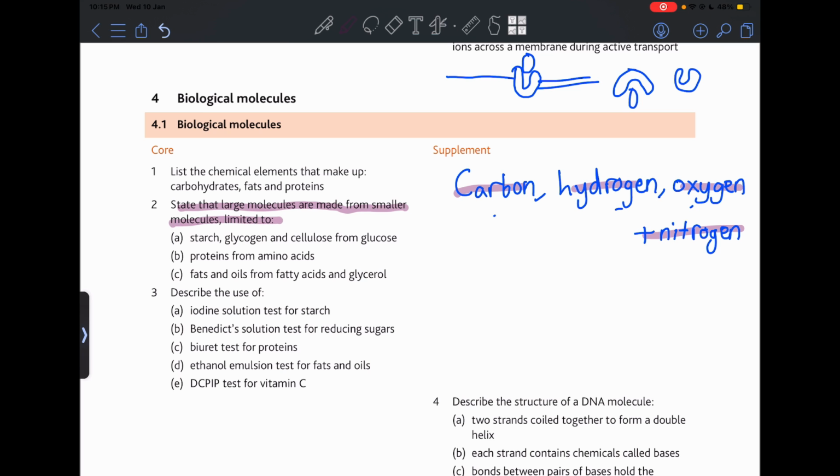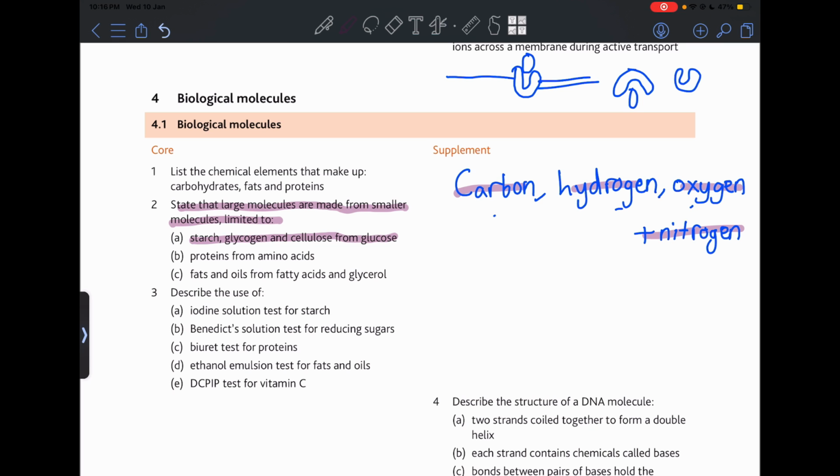Now, you also have to state that large molecules are made from smaller molecules, limited to starch, glycogen, and cellulose from glucose. So glucose makes up 3 things. It makes up starch. Starch is used as a sugar storage. For example, if there's no energy in the plant, then it will break down the starch and release energy for itself. And glycogen is in humans. It is stored in the liver and the muscles. The body uses the glycogen to break down the sugars if there's no energy. And cellulose is in the plant cell. It is used for making cell walls. So this is all made from glucose.